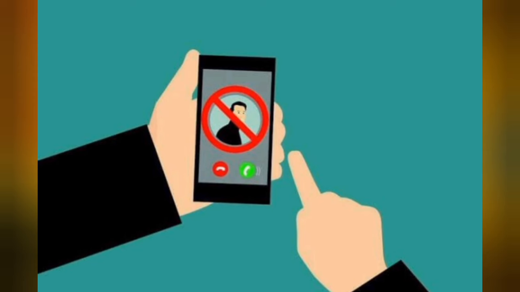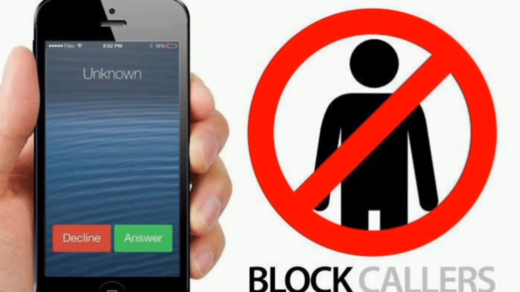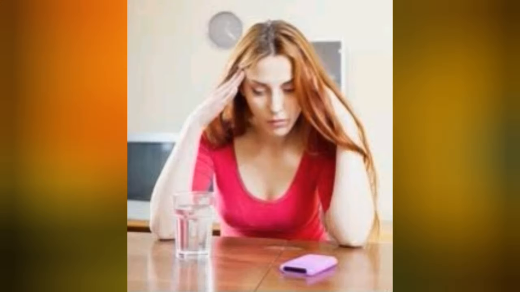So generally what happens if we block anyone or any person's number and the person tries to call us? In that case, it gives one ring and after that it informs that the person you are trying to call is busy. So with this, the person can easily know that we have blocked his or her number.